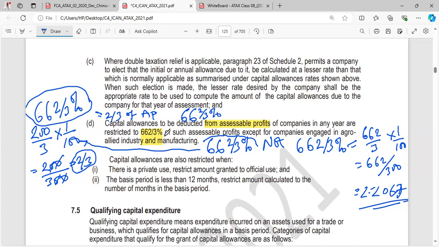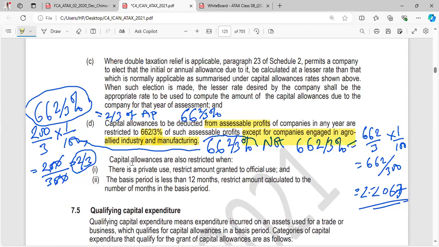Now, we are saying that capital allowances to be deducted from assessable profits shall be restricted to 66 2/3%, which is 2/3 of assessable profits, except for companies engaged in agro-allied industry and manufacturing. So if you are reading a question and you see that the company is into manufacturing or agriculture, then you know that their capital allowance will not be restricted.